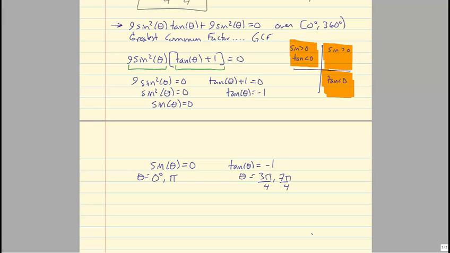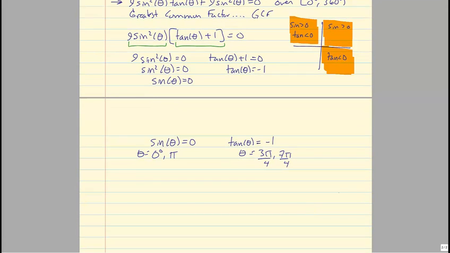And then when I finish up my problem, I always write all my answers. Whoops, I'm combining radians and degrees here. I need to be careful. So let's pop back over here. 0 degrees and 180 degrees. And then 3 pi over 4 would be 135 degrees in quadrant 2. And then quadrant 4, that would be 315 degrees.